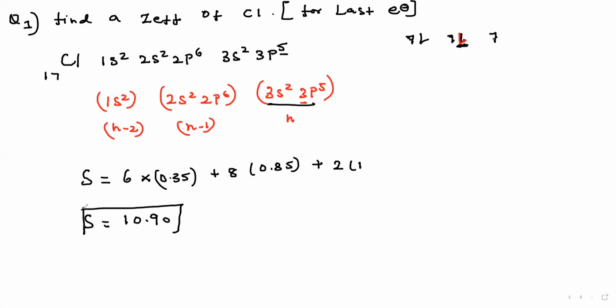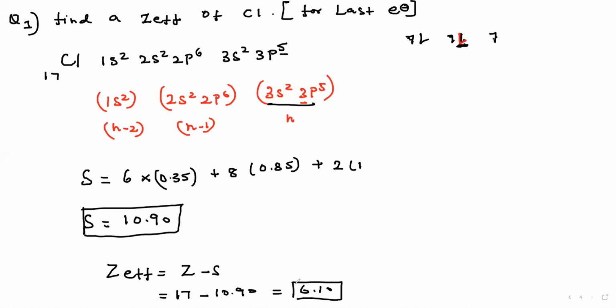10.90. Okay. Now what is Z effective? What is the formula? Z effective is equal to Z minus S. What is the Z value? 17. Okay. What is the S value? 10.90. What is the total value? 6.10. It means what? The last electron. Please note, the 17th electron, right? Because it is the 17 atom, the 17th electron.